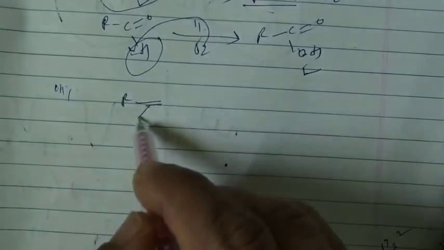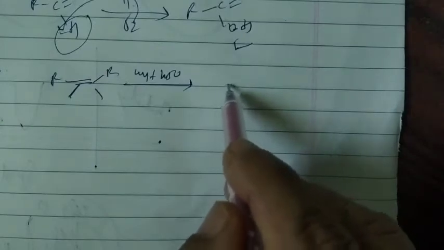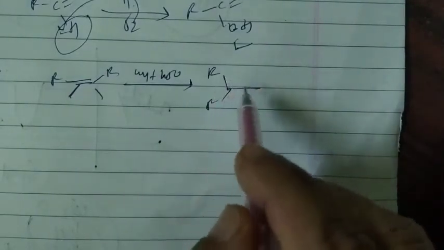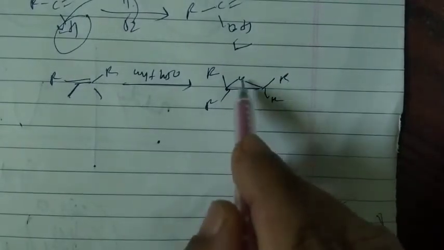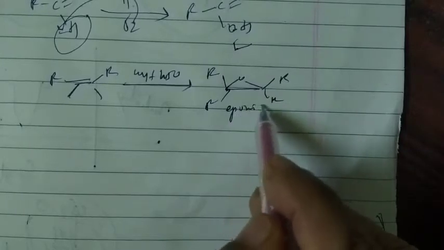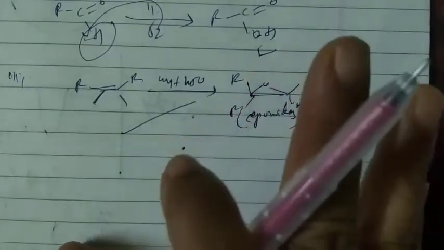So if you take this alkene here, when you treat this with cytochrome P450, you are going to see that it forms the epoxides. Like this it is going to form the epoxides. So this is what you can see, epoxides, like this.